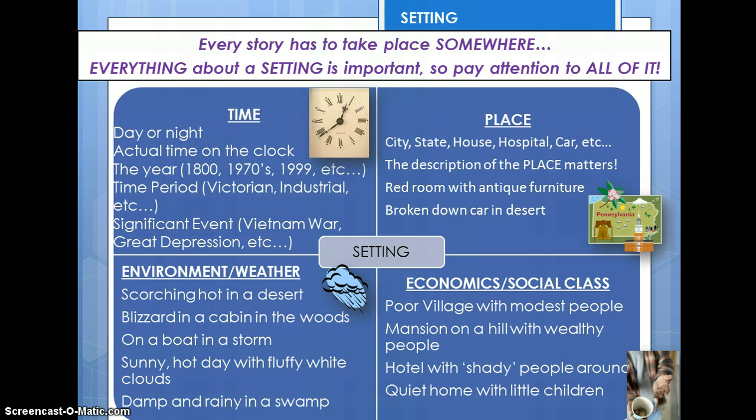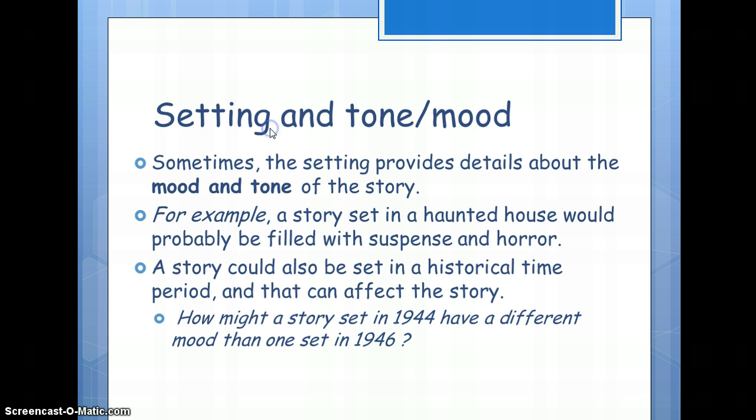Okay, so let's take a look at what is included in the setting. Every story has to take place somewhere, including those nonfiction stories that we're looking at now. Everything about a setting can be important, so pay attention to it. The time of day can be important.